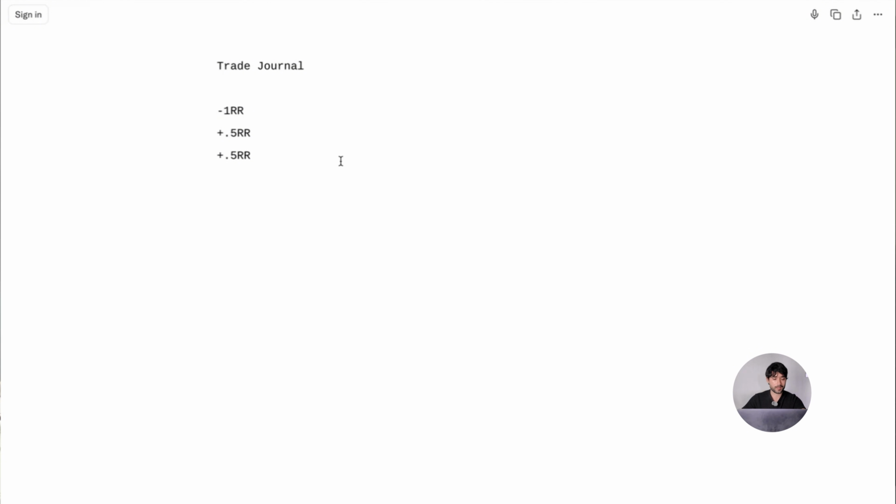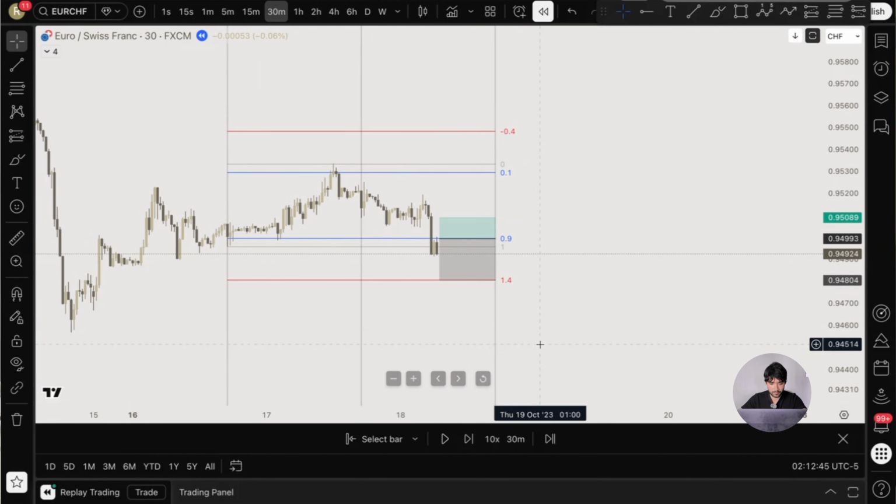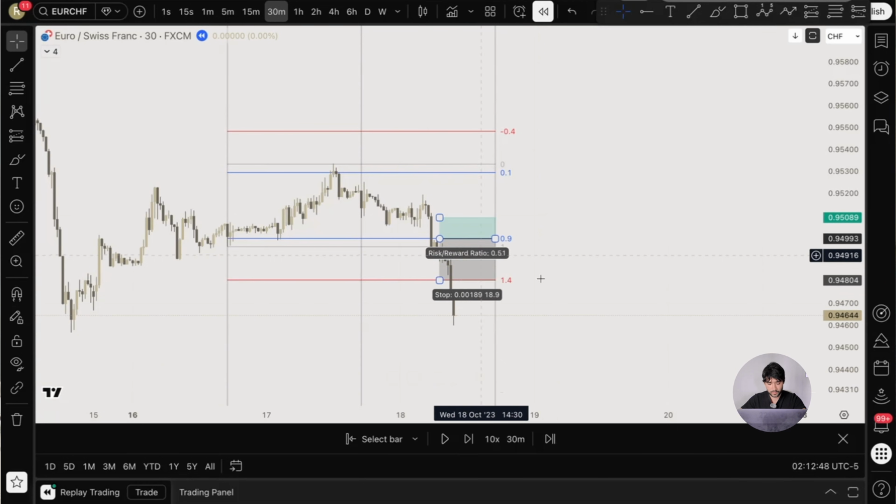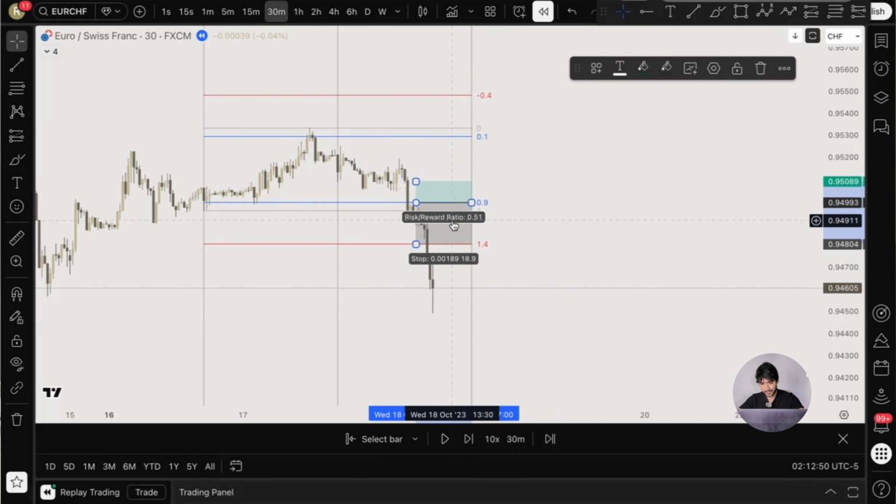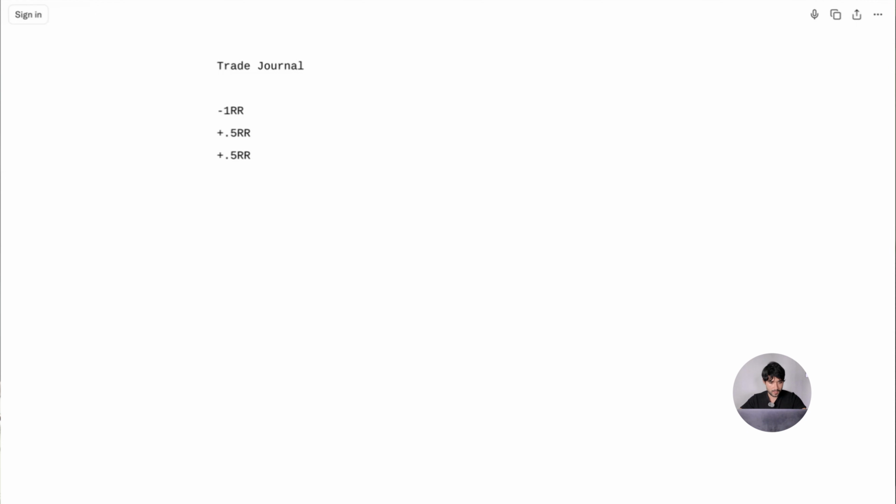And of course, we're going to be winning a lot of times, which again, is going to help our drawdown and help our account compound much faster. And now that we're in this trade here, we'll let price play out. And that is going to be a loss, which is no worries at all. Again, we're going to delete this on screen and document another -1 RR.